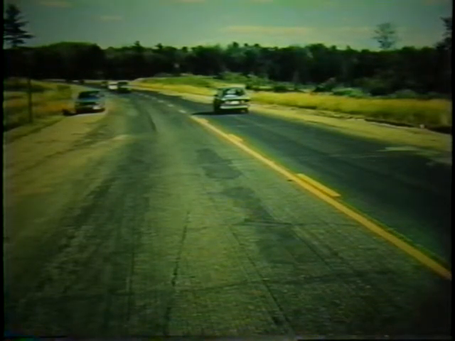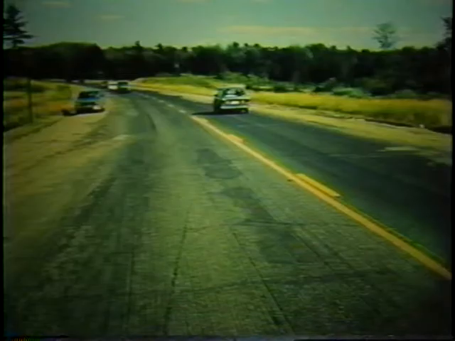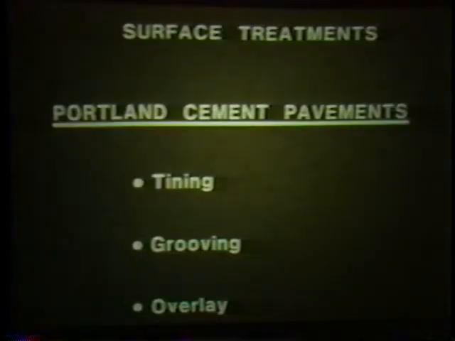But too rough a surface isn't desirable because the wavy patterns can cause steering problems for small cars and motorcycles. For Portland cement concrete, surface friction may be improved by: 1. Tining fresh concrete, 2. Grooving existing pavements, or 3. Applying an overlay surface on top of the old concrete surface.